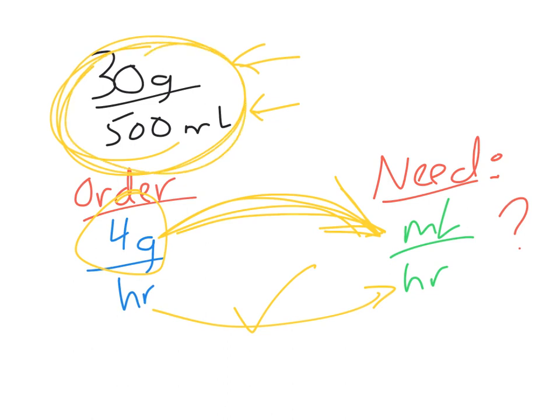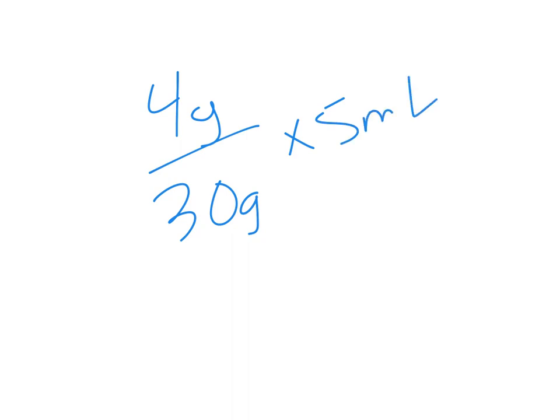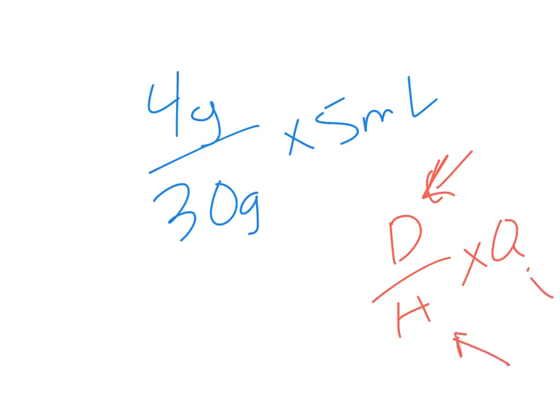So let me get some of this stuff out of the way. Okay, so if I have 4 grams per hour, and this medication comes as 30 grams per 500 milliliters, this was the dosage formula. Remember, according to the videos I've sent you and what we've talked about in classes before, D over H times Q says that the doctor's order is D, the dosage on hand is H, and the quantity on hand is Q. So that's why I have that set up as 4 grams over 30 grams per 500 milliliters.